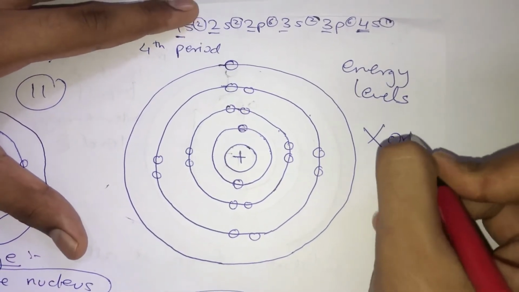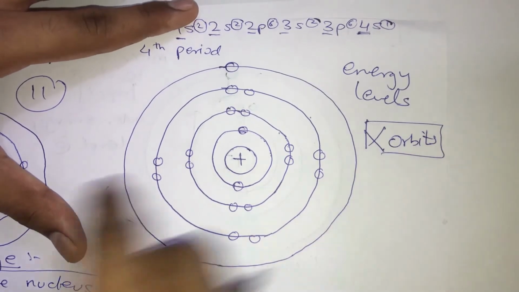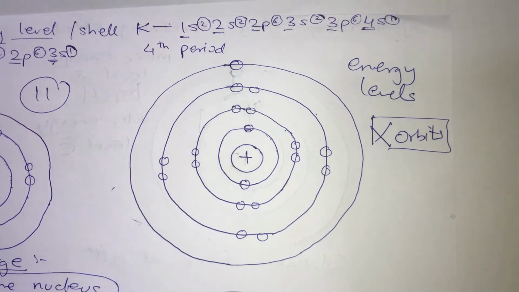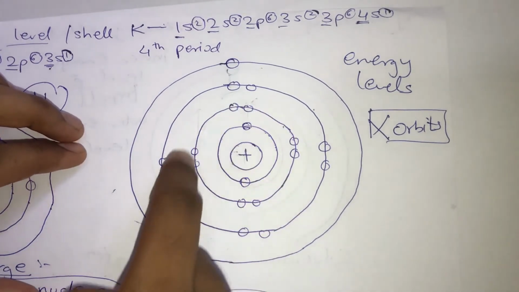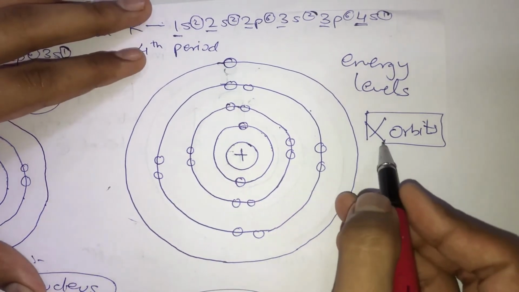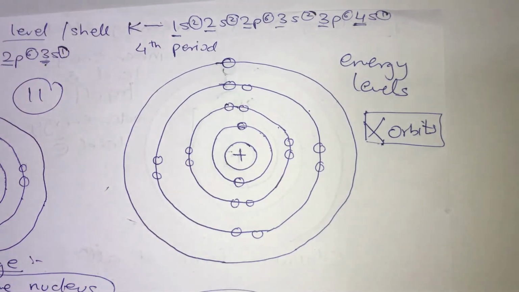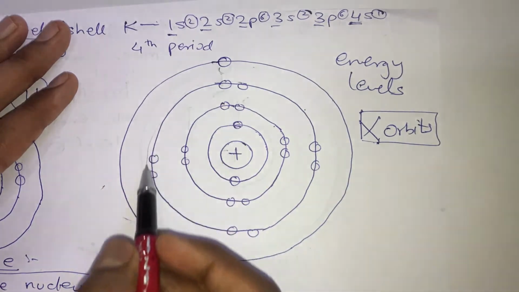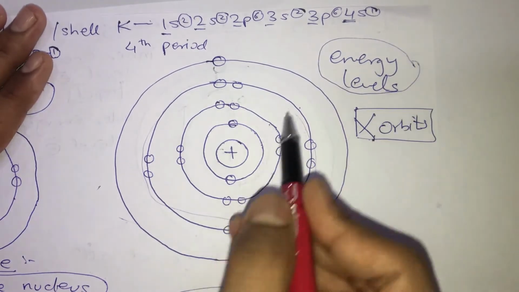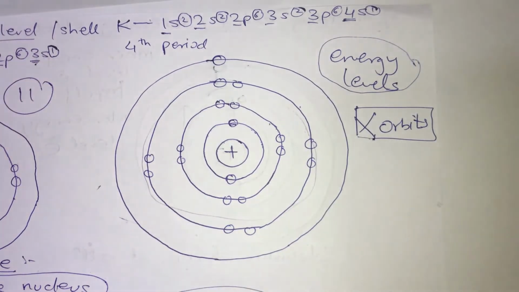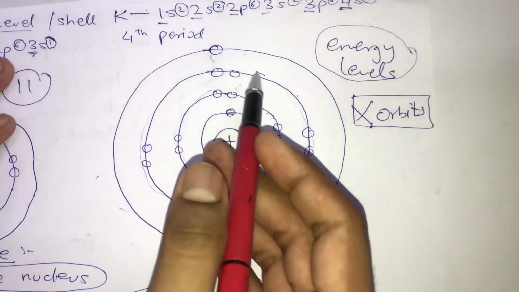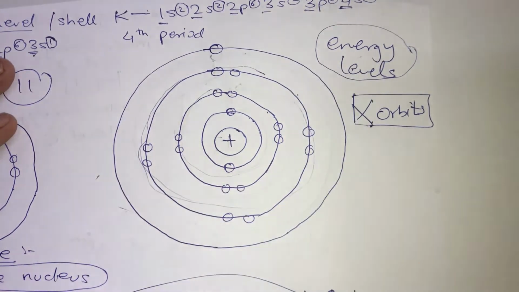These circles are not orbits. Many of you have a misconception that electrons revolve in an orbit. That is the biggest misconception that you all have when it comes to chemistry. Electrons do not revolve in orbits, and let me clear myself that these circular paths are not orbits. Instead, I have drawn the circular paths to represent the energy levels. I repeat again, these circular paths are not orbits. I have drawn them to represent the energy levels.